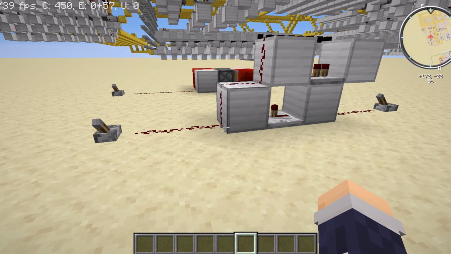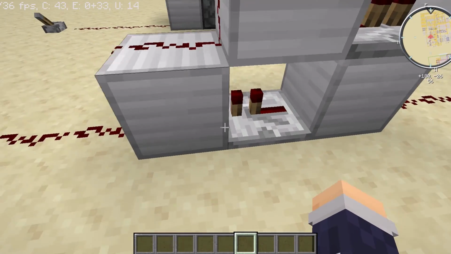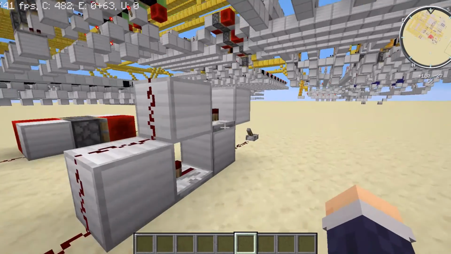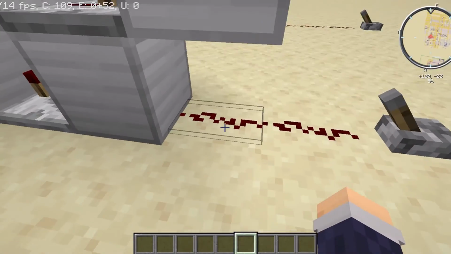First, why can't we use just two repeaters, one on top and one on the bottom? I'll quickly explain that as well. The problem is, in this setup, there is a redstone line, it goes up, powers this repeater, goes back down.